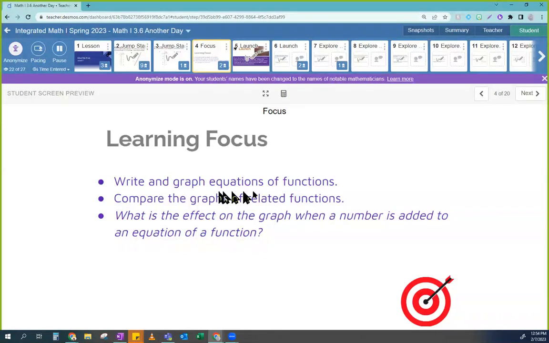Writing and graphing equations, I don't know if you guys noticed, but that's what you have consistently done since you learned how to graph, right? Compare the graphs of related functions, and what is the effect on the graph when a number is added to an equation of the function, right? You're basically asking, hey, what does this thing do to it? Like, as a curious child, you probably did that, right?